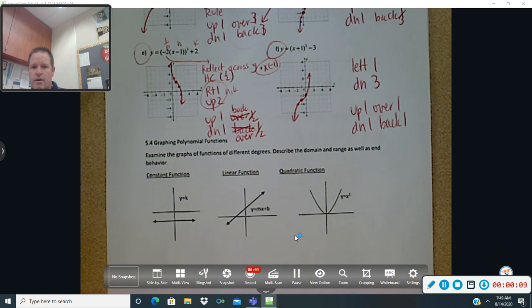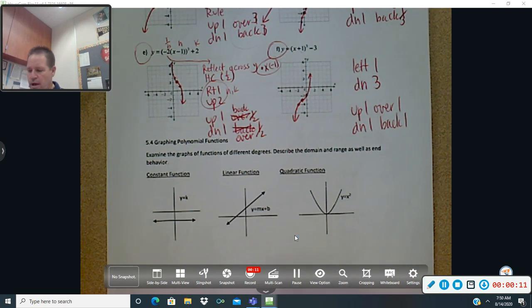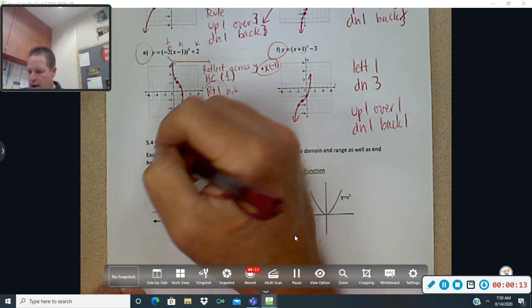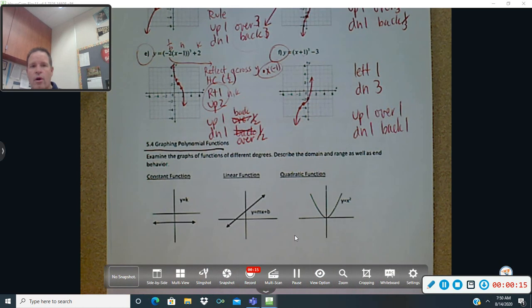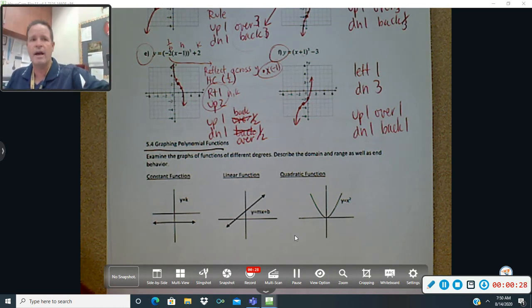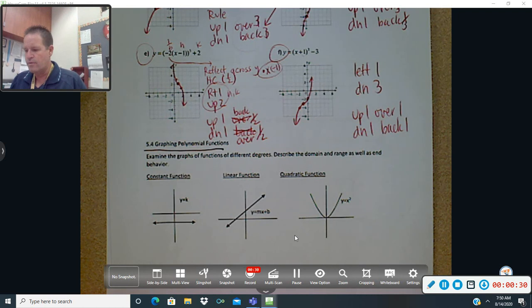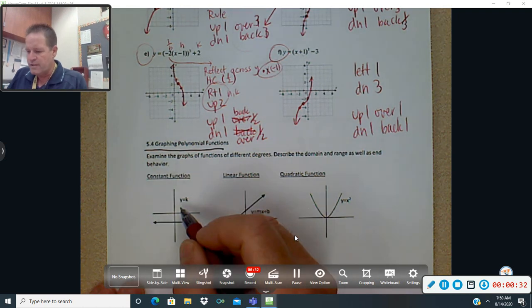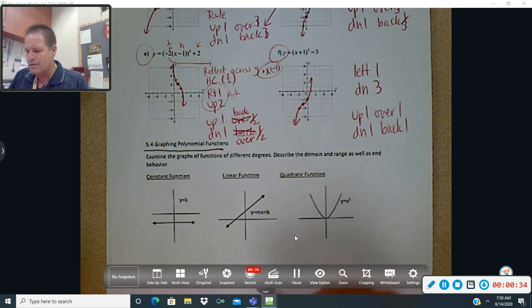I'm going to do a little bit of review now of some graphing techniques. Going to be working on how to graph polynomial functions. So these are the things you've spent a lot of time graphing in previous classes first here today, and then we'll take a look at some of the things that you have not graphed before and learn how to do those. So the constant function y equals k really isn't all that interesting.